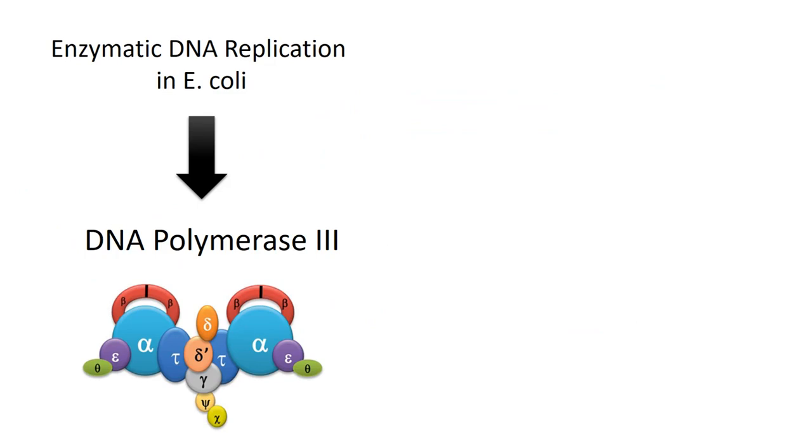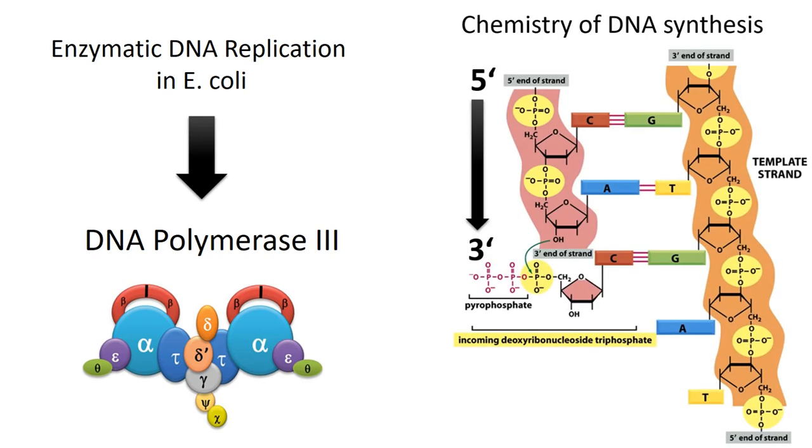And we already encountered the first central enzyme, the DNA polymerase III, that does the DNA replication in E. coli. We also looked at the chemistry of the DNA synthesis, and we noted that the chain elongation occurs unidirectionally from the 5' to 3' end.